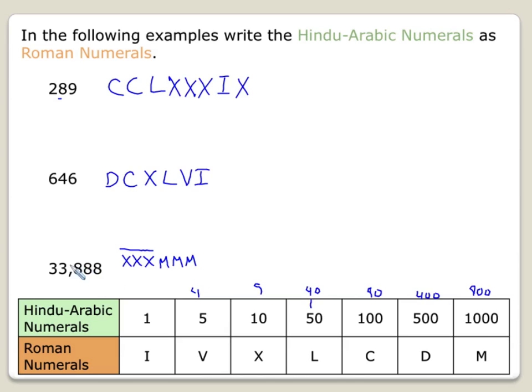Now if we want 800, we're going to take 500 and then 3 100s. For 80, I'm going to take a 50 and 3 10s. And then for 8, I'm going to take a 5 and 3 1s.